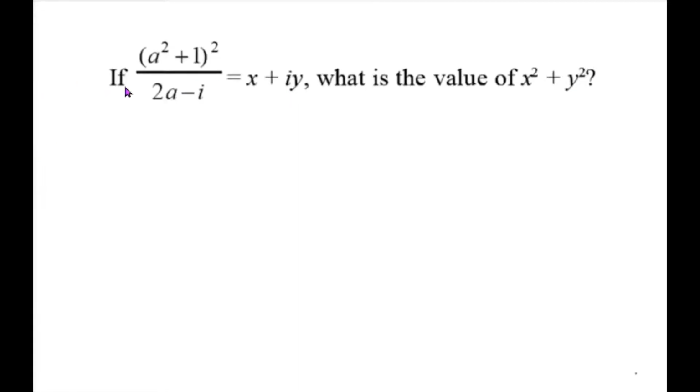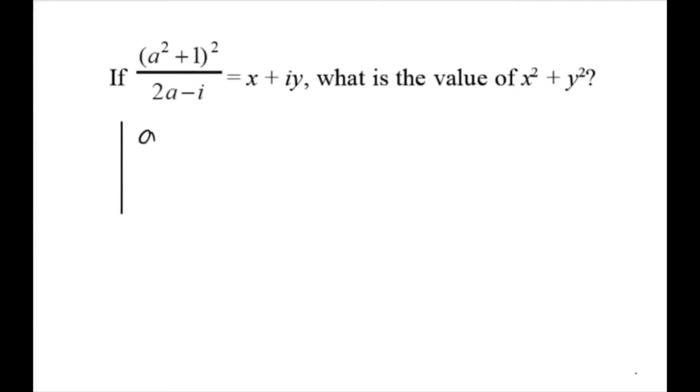Next question is, if (a square plus 1) whole square upon 2a minus i equal to x plus iy, what is the value of x square plus y square? We know that x square plus y square expression appears when you take the modulus of this complex number. So here, observe (a square plus 1) whole square is not a complex number, it is a real number. So if you take the modulus of that, you will get the same thing, (a square plus 1) whole square.